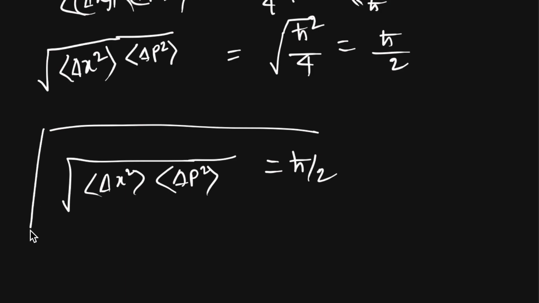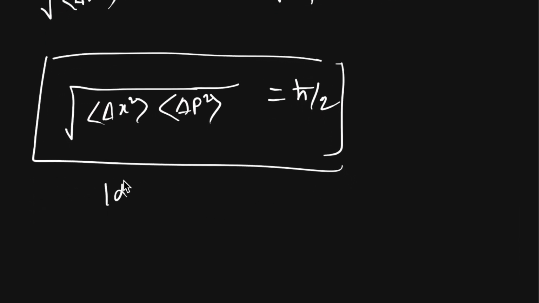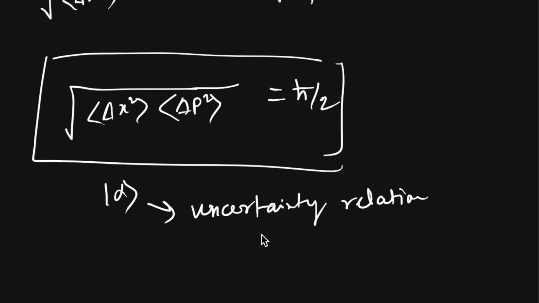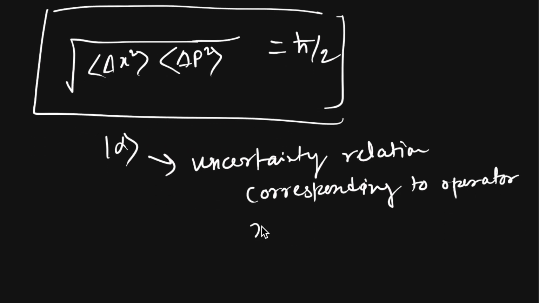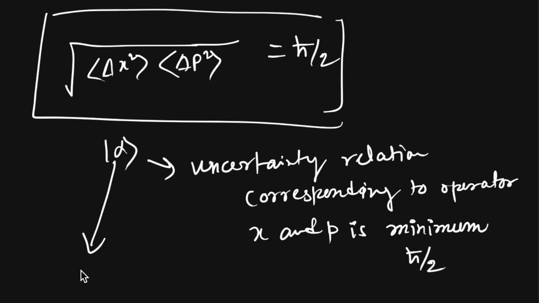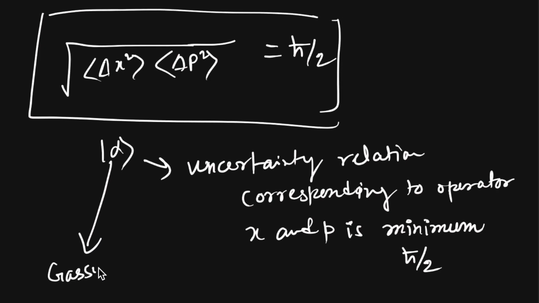So in this state alpha, the uncertainty relation corresponding to operators x and p is minimum, which is equal to h-cut by 2, and alpha is, we know, a Gaussian wave packet. So that is that. Thank you.